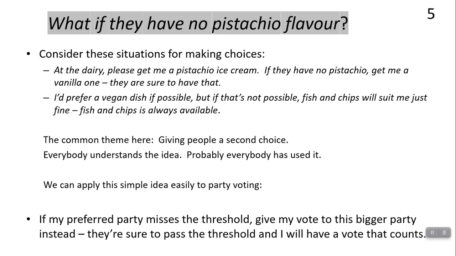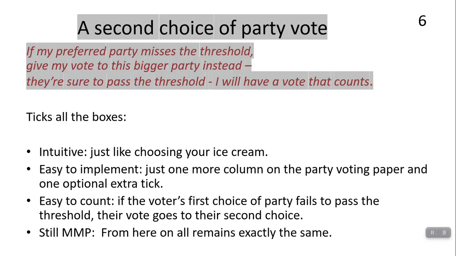So we can apply the simple idea easily to party voting. If my preferred party misses the threshold, give my vote to this bigger party instead. They're sure to pass the threshold, and now I will have a vote that counts. So, to repeat that, if my preferred party misses the threshold, give my vote to this bigger party instead. They're sure to pass the threshold. I will have a vote that counts.